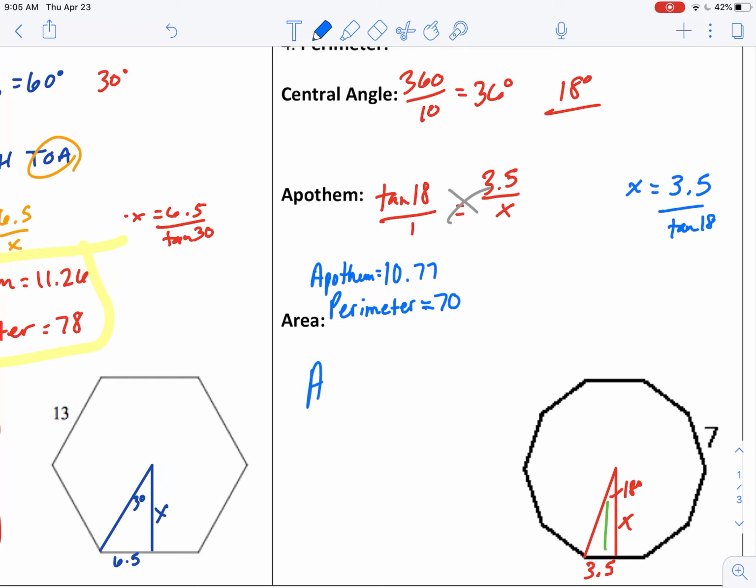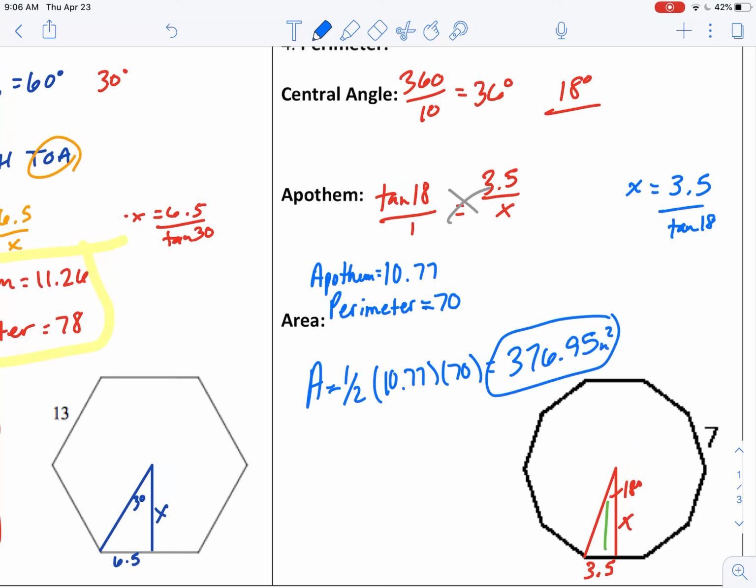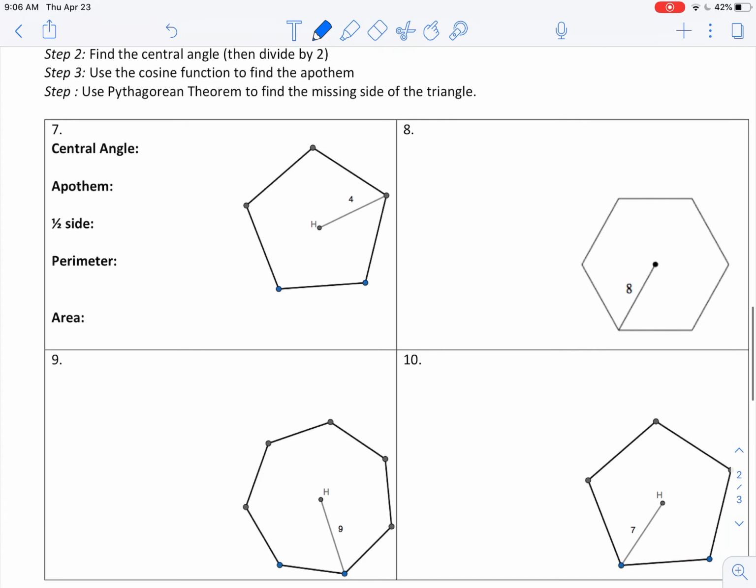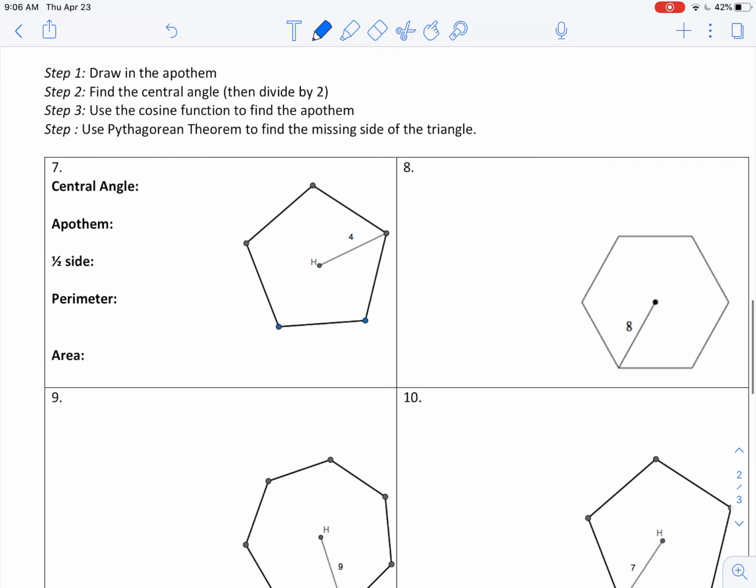which ends up being 10.77. I know my perimeter is 70. 10 times 7, 10 sides times 7. So area equals 1/2 times 10.77 times 70, which ends up being 376.95 square units.